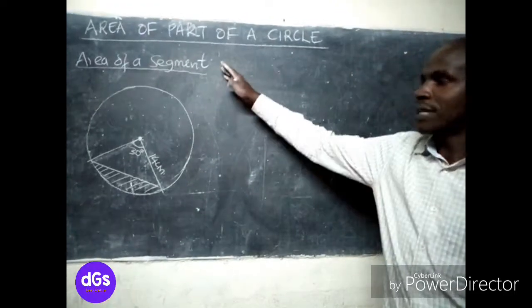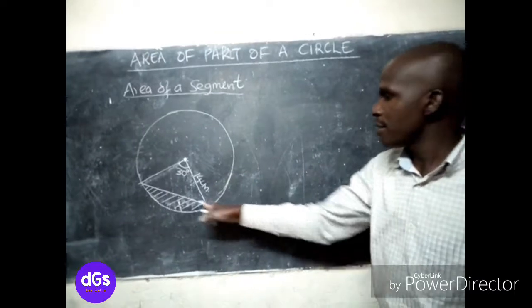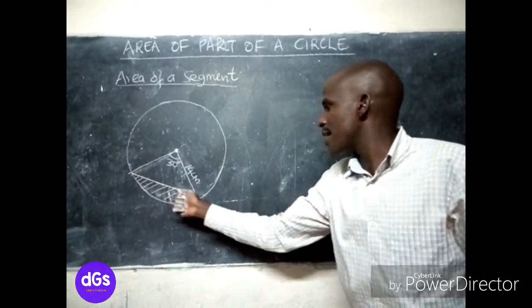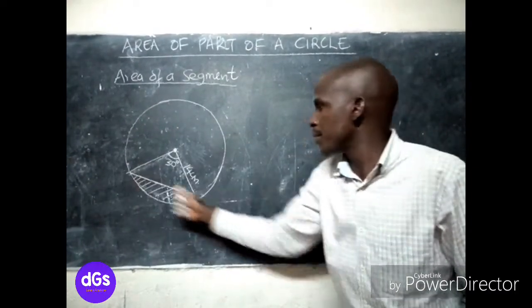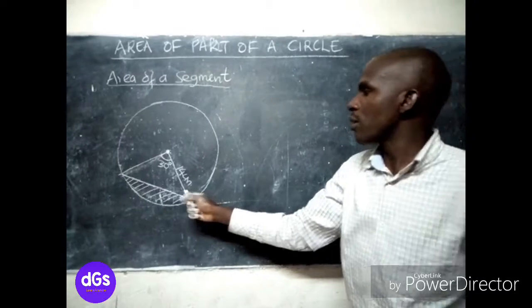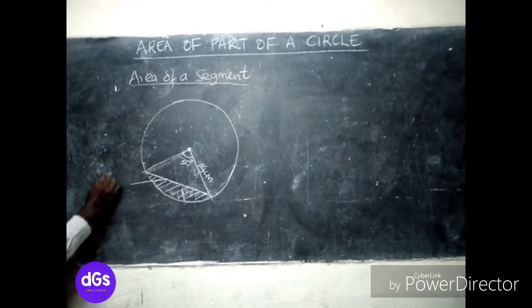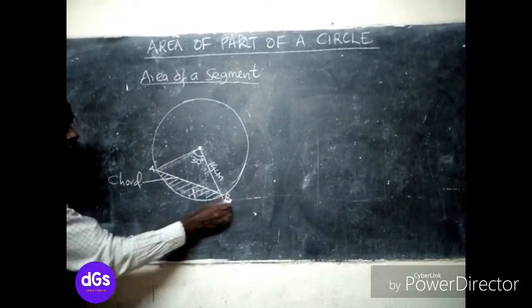A segment of a circle. Now this is a circle whereby this line here, a line which touches the circumference of a circle at 2 points, we call this line a chord. So we call such a line, this one, a chord. You can call it chord AB.